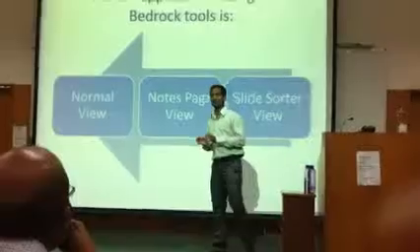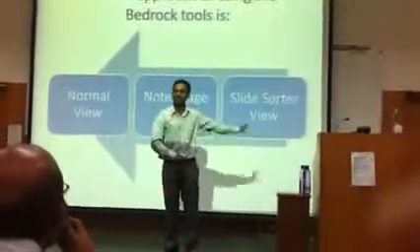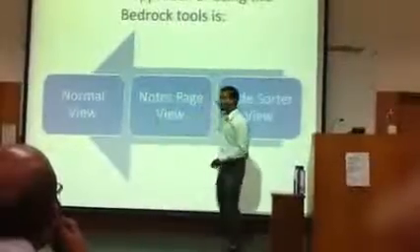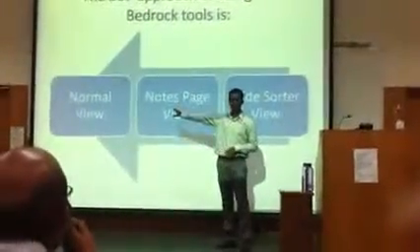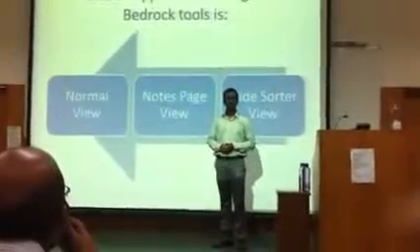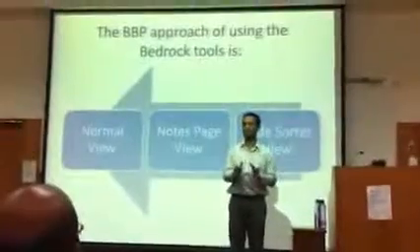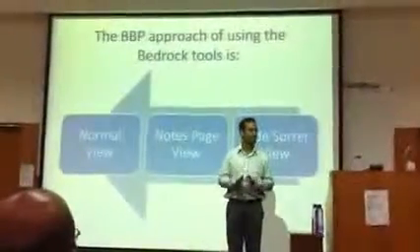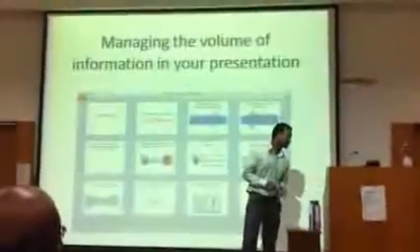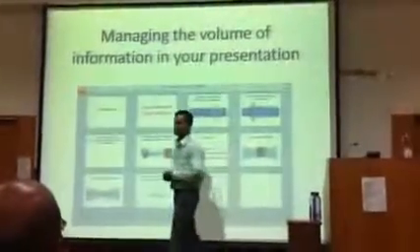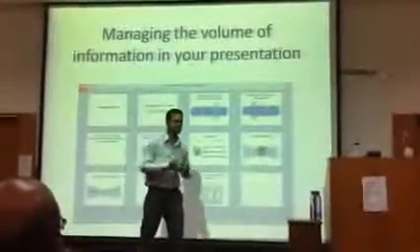The secret to unlock the beyond bullet point approach is to flip the whole thing and use it in the reverse order. Starting with the slide sorter view first, then coming to the notes page view, and finally using the normal view. I'll describe these three views in detail and tell you what's the difference between using a beyond bullet point approach and a conventional way, and what difference it makes. Starting with the slide sorter view. Slide sorter view basically helps you manage your information in your presentation.